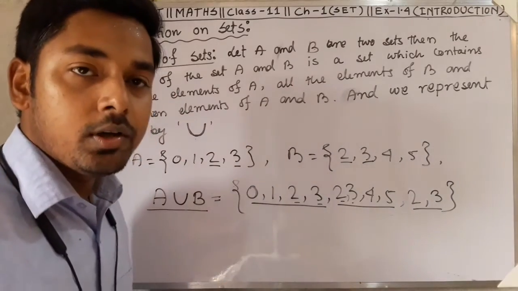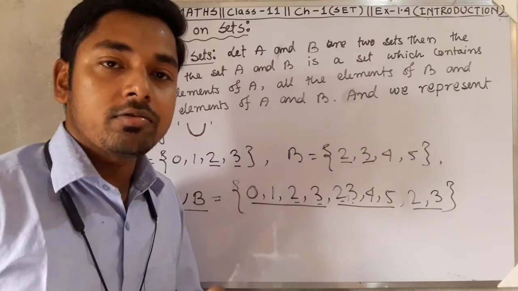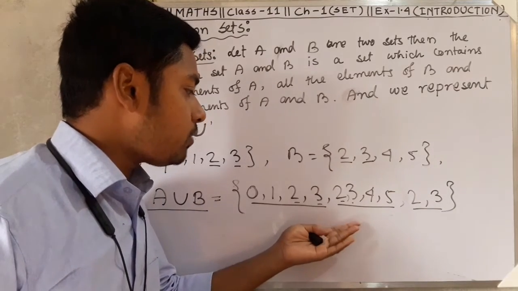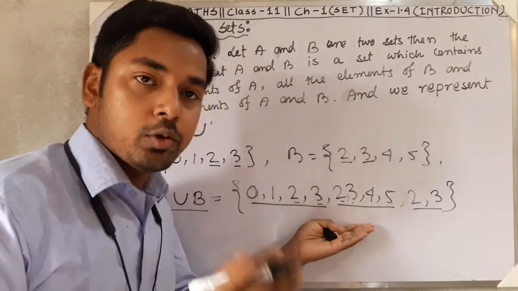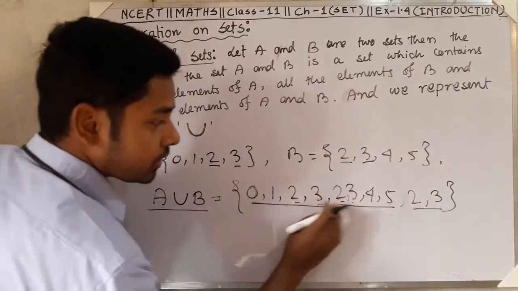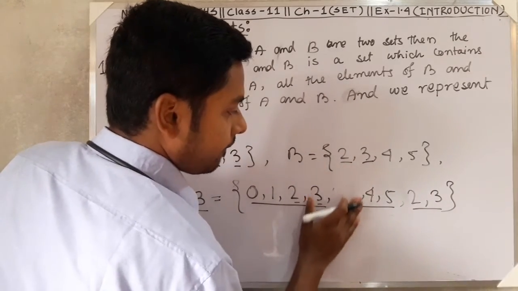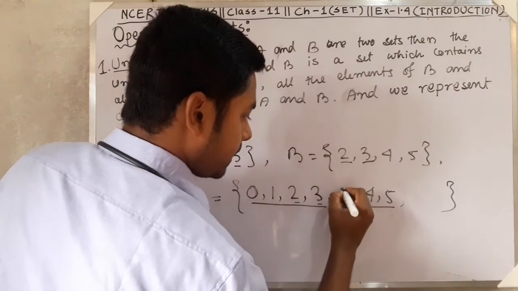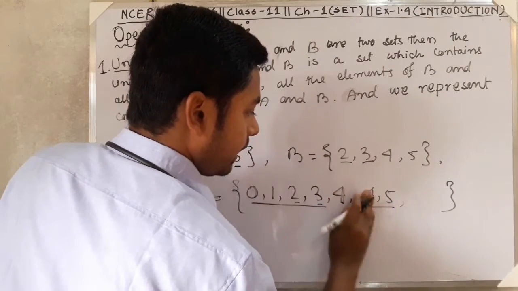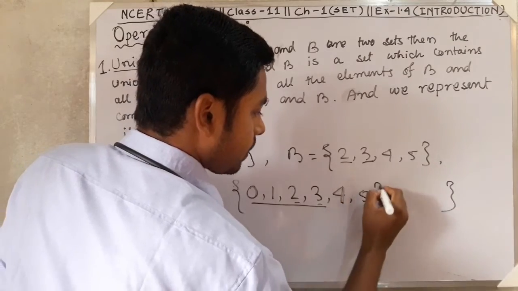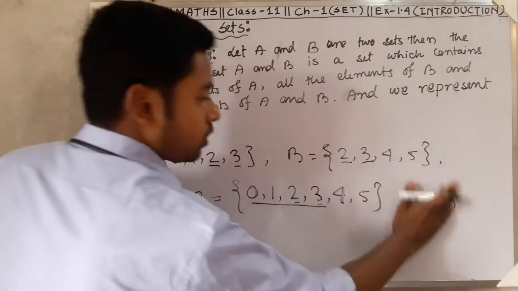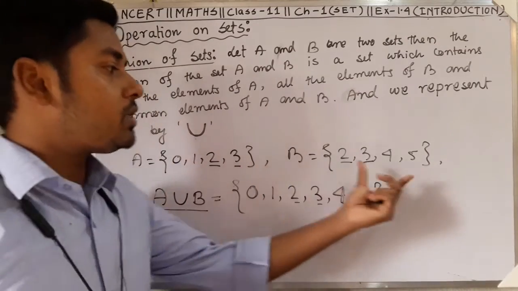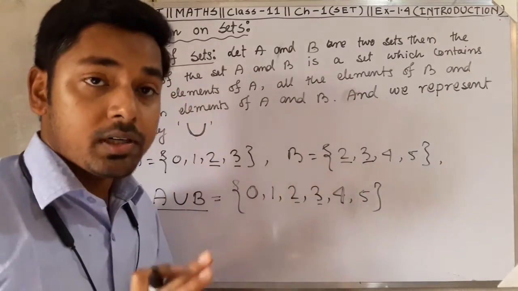But we know within a set we cannot repeat an element. So the elements that are already repeated, we have to cut. That means 2, 3 already written, and 2, 3 here already written. So what do we have left? 4 and 5 here. So actually we have to take the elements of A, elements of B and the common elements, but we should not repeat any elements.